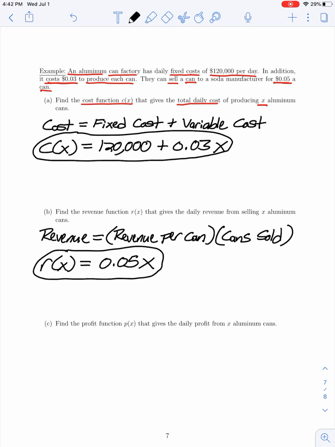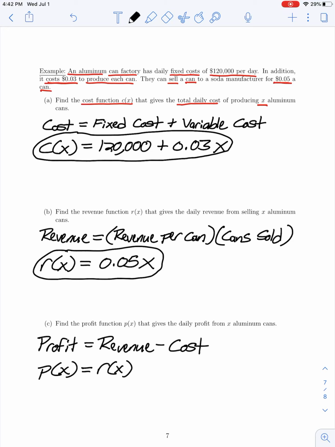All right. And then lastly, in part C, we're asked to find the profit function, P of x, that gives the daily profit from producing and selling x aluminum cans. Now, in general, profit can be thought of as our revenue minus our cost. That is how much money we have coming in minus how much money we're spending. So profit, if we think of it as a function, P of x, is equal to revenue, which was R of x, minus our cost, which was C of x.